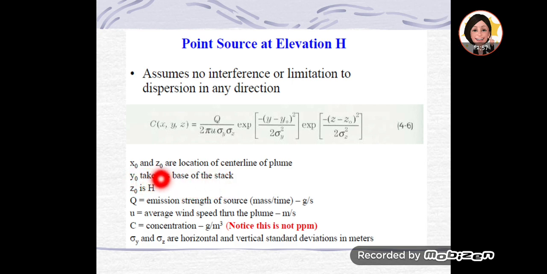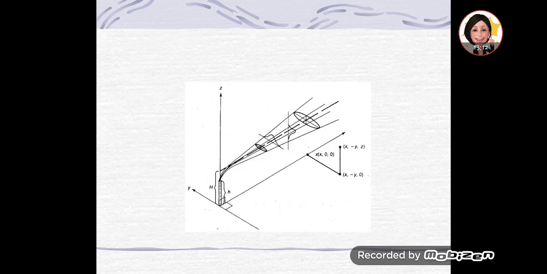So y is taken as the base of the stack, the y naught. Z naught is h. Q is the emission, and then you have the average wind speed, the concentration, which is in grams per meter cubed, and then the horizontal and vertical standard deviations in meters. So this is what it means.